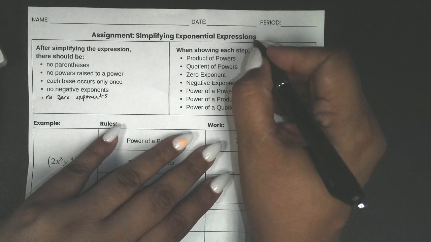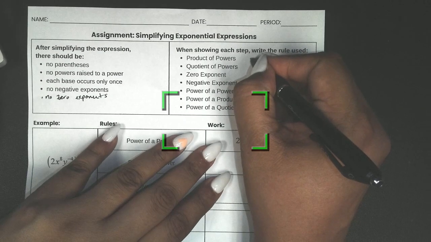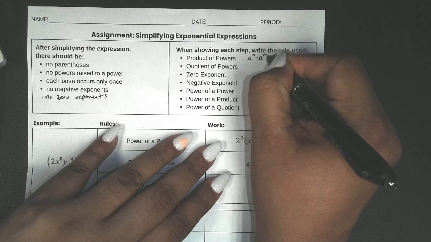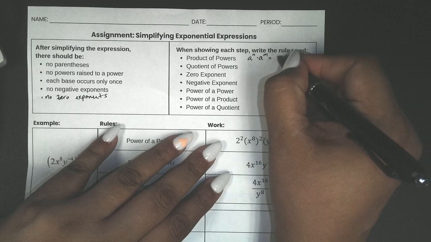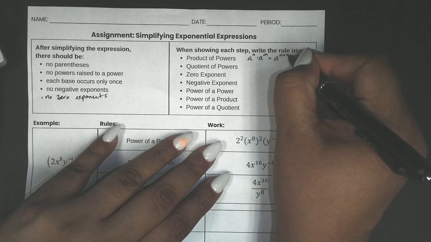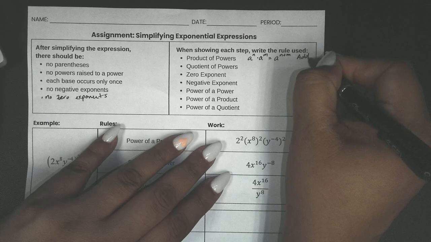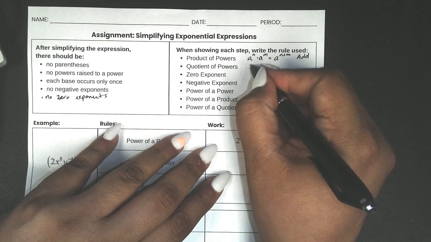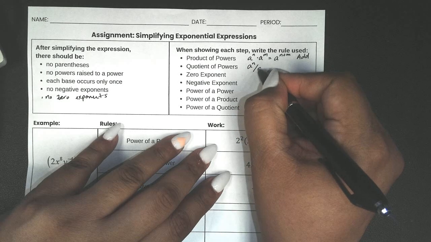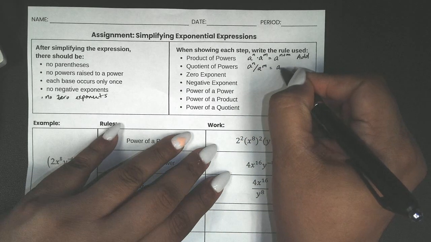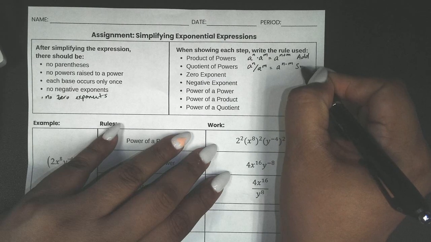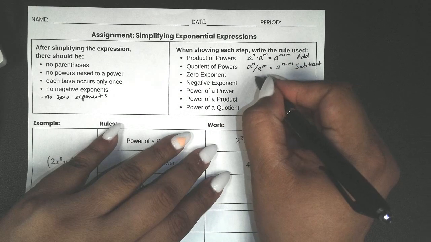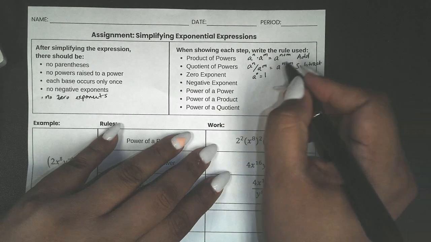Product of powers tells you that if you have a to the n times a to the m, and you are multiplying them, then you add your exponents. So this is adding your exponents. Quotient of powers says that when you have a^n over a^m, then you subtract your exponents. And then zero exponent says that anything to the 0 power is 1.